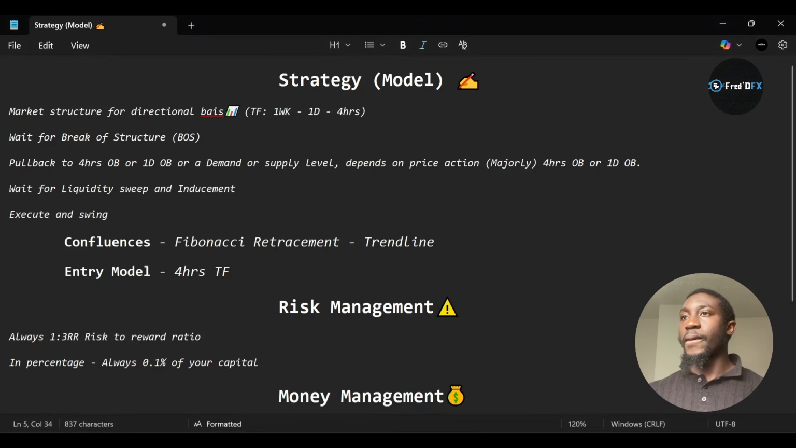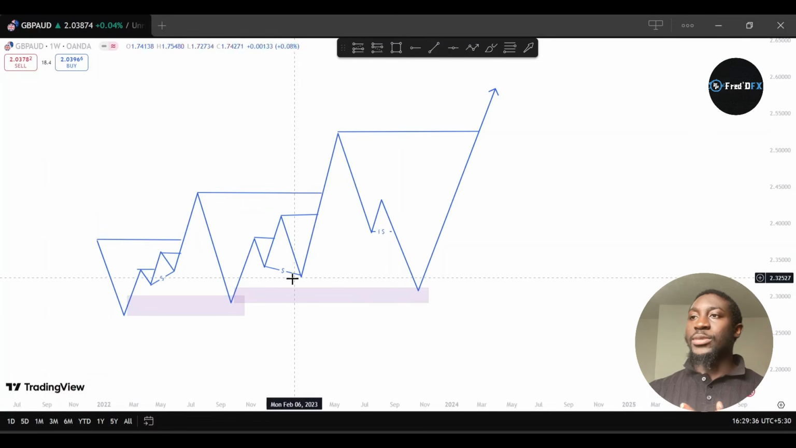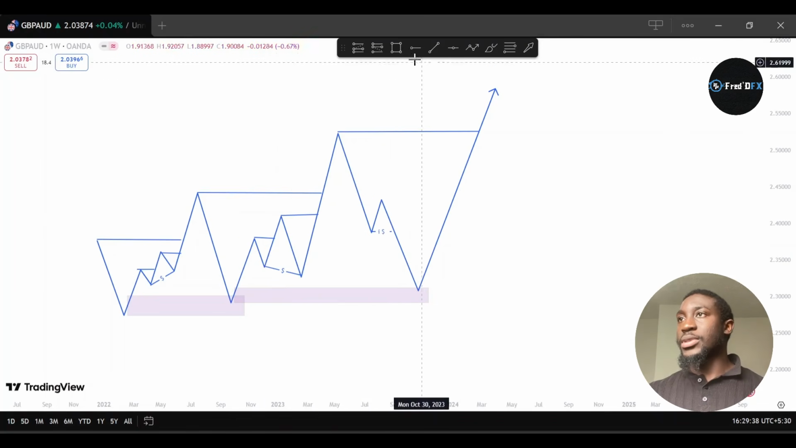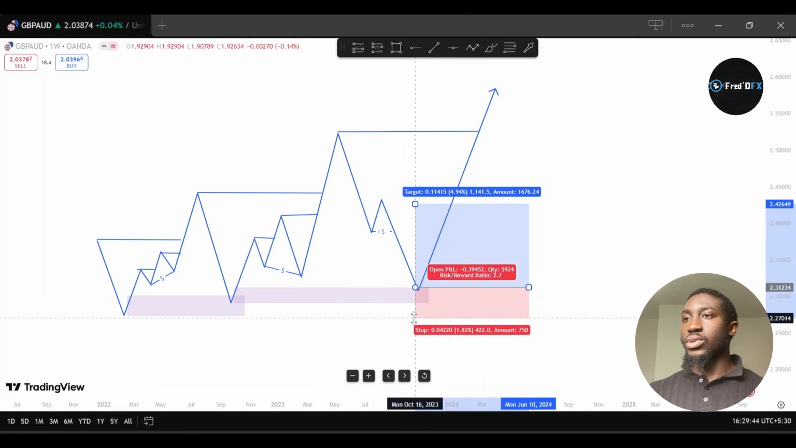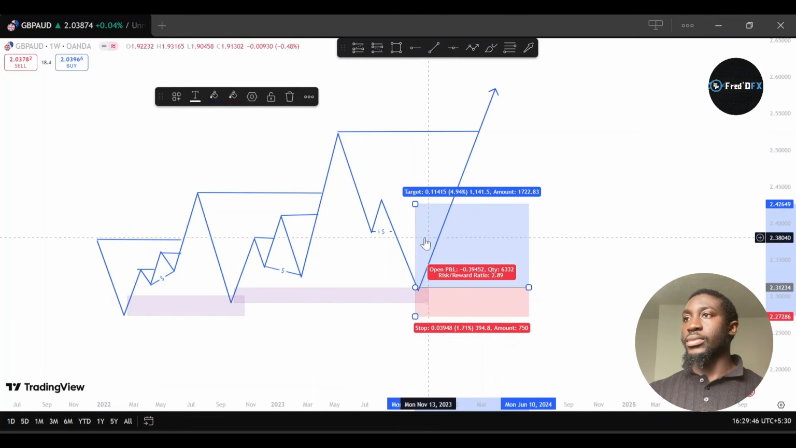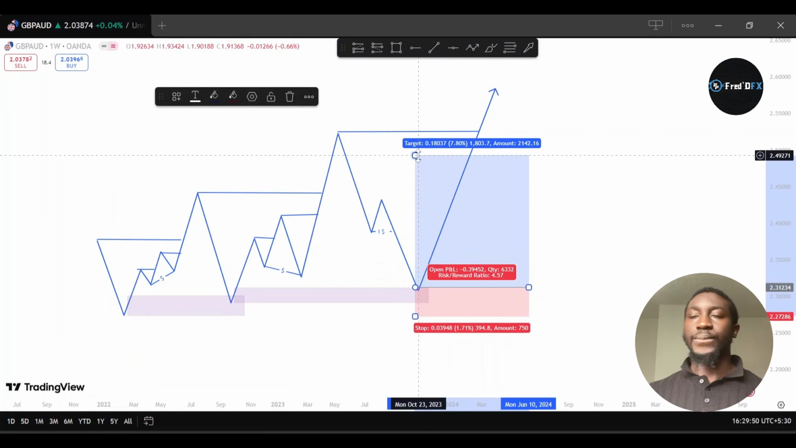That is it. Very, very simple. And now, what is the next step? The next step is execute and swing. This is the part I just love the most. Now, after liquidity has been swept, after inducement has been swept, place your trade. Put it under this low and swing what you want to swing. That is it.